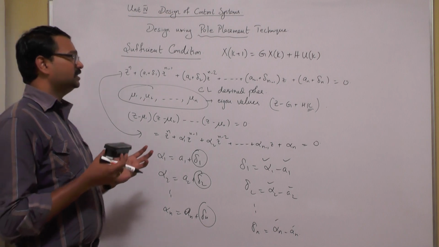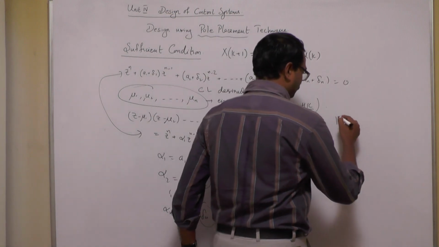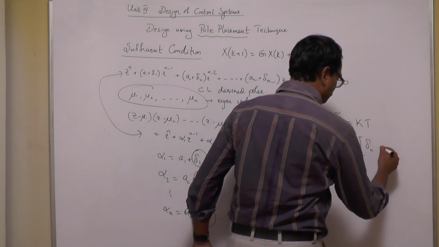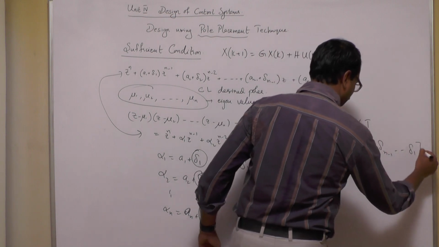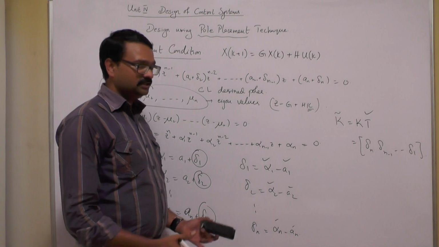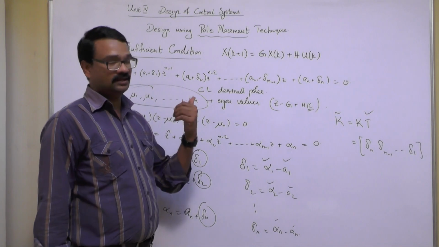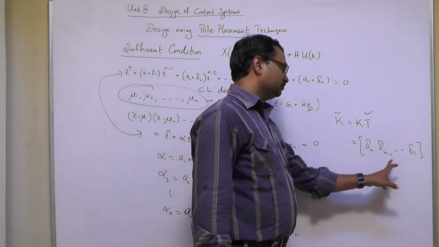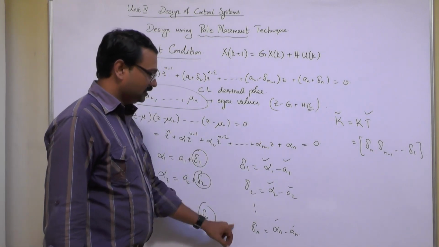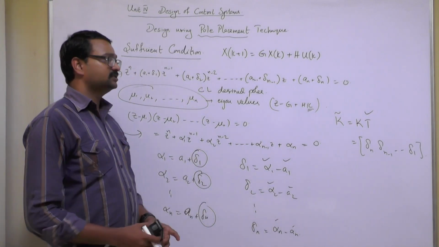Therefore, if the system is completely state controllable, it is possible for us to find the K matrix. K cap is equal to K T, which is nothing but del n, del n minus 1, to del 1, right? And T is also known to us. T is M W, where M is the controllability matrix and W is the matrix which is obtained from the original matrix. Therefore del n, del n minus 1 to del 1 can be found based on these equations. Therefore this is the sufficient condition.